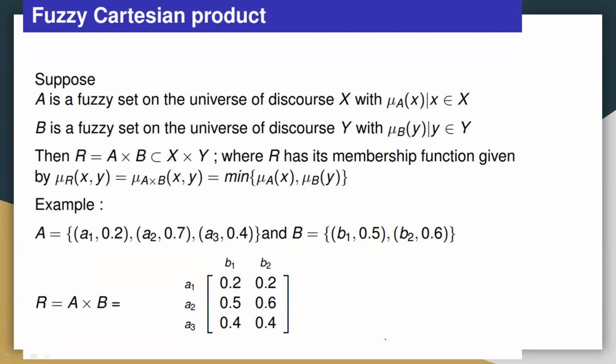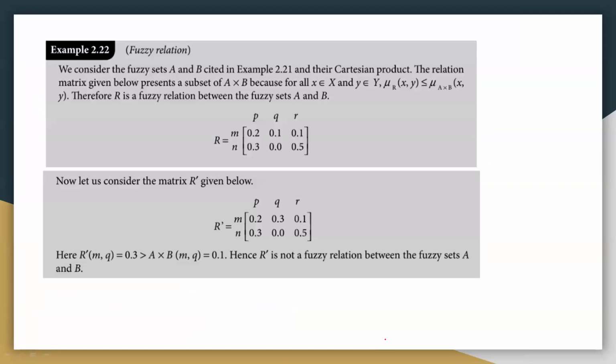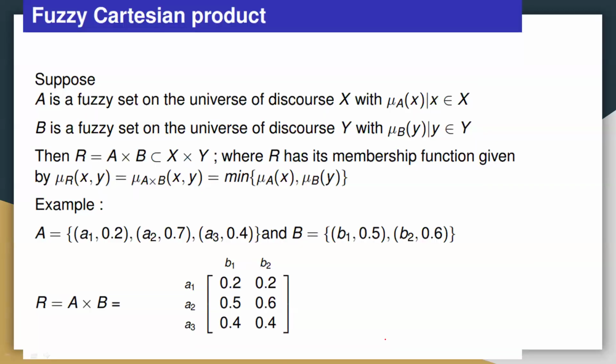As another example that is shown here, and this is also another relationship property. We'll come to that now. So suppose that you have a fuzzy set. This is another example. So you can see here, you have a fuzzy set A and a fuzzy set B on the universe of discourse X and Y.